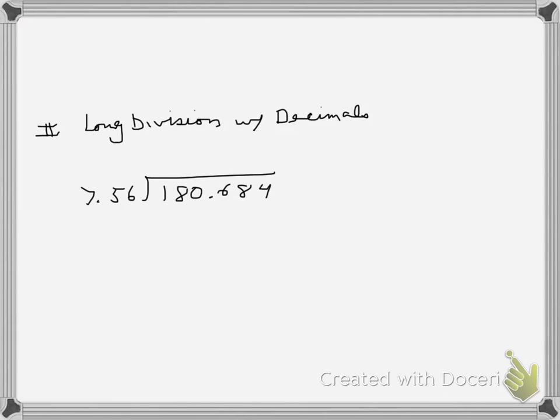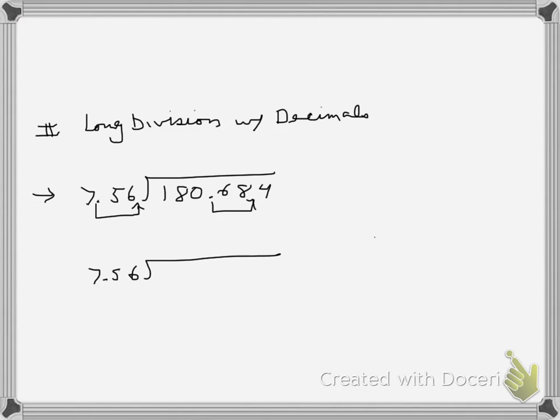The next concept is long division with decimals, and now what I want to do is make my divisor have no decimals in it. So I would want to move the decimal over 2 places to the right to get the decimal point out of the divisor. If I do it here, I must do it here.